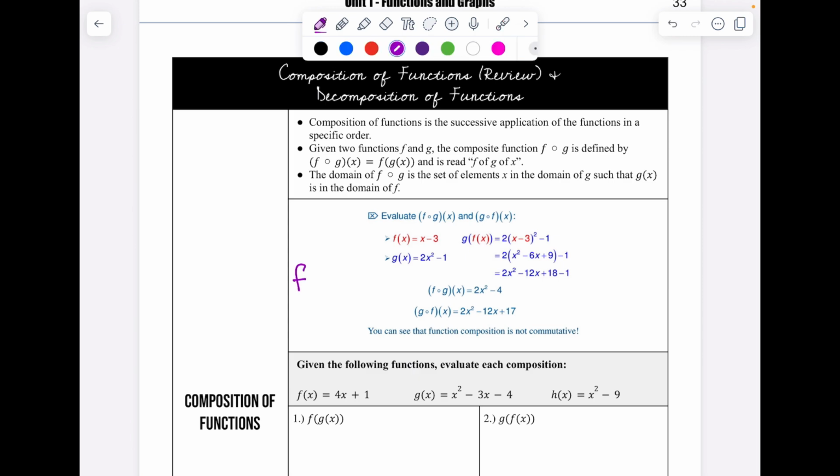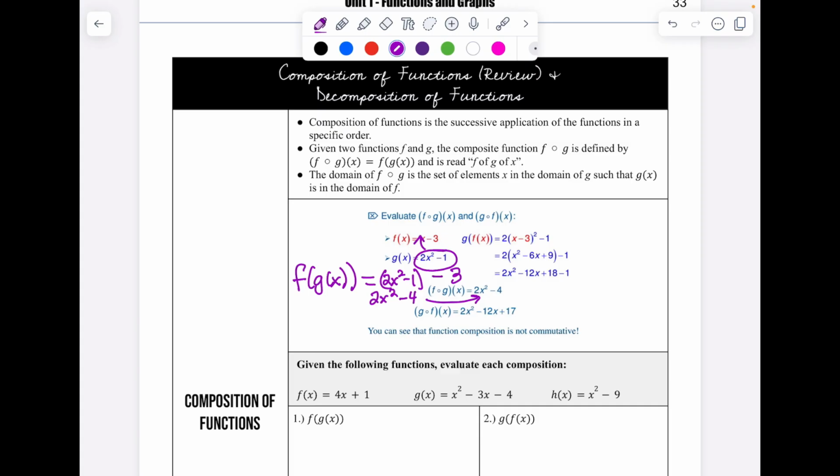It would look like this. All of this would go in place of that x. So where the x is, we leave a blank spot, and then we replace it with the other function. So it was originally just x minus 3. In place of the x, we put the whole function 2x squared minus 1. And then if we combine like terms, we have 2x squared minus 4, as shown here.